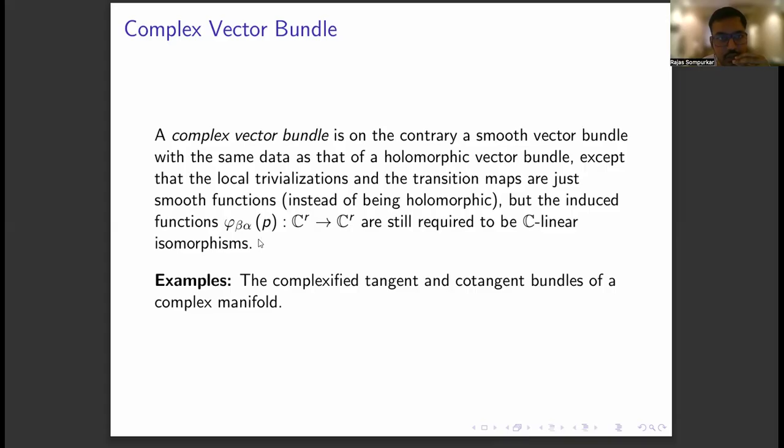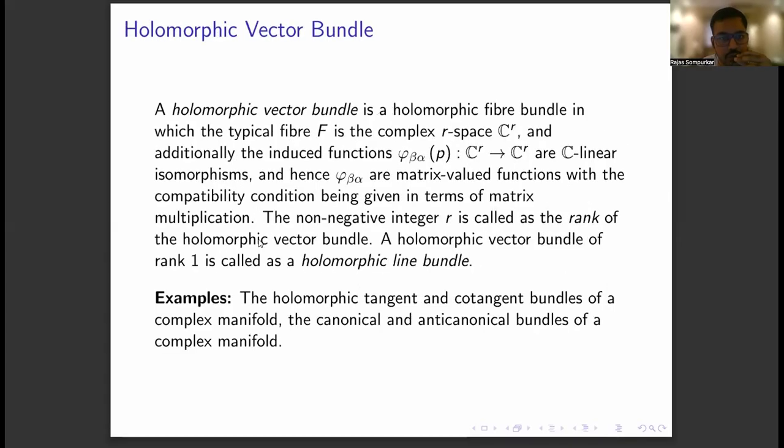So this is what is called a complex vector bundle, and it is in this way different from a holomorphic vector bundle. A holomorphic vector bundle is a stronger notion. Okay, so now I will give some canonical examples of holomorphic vector bundles and complex vector bundles which are associated to any complex manifold.